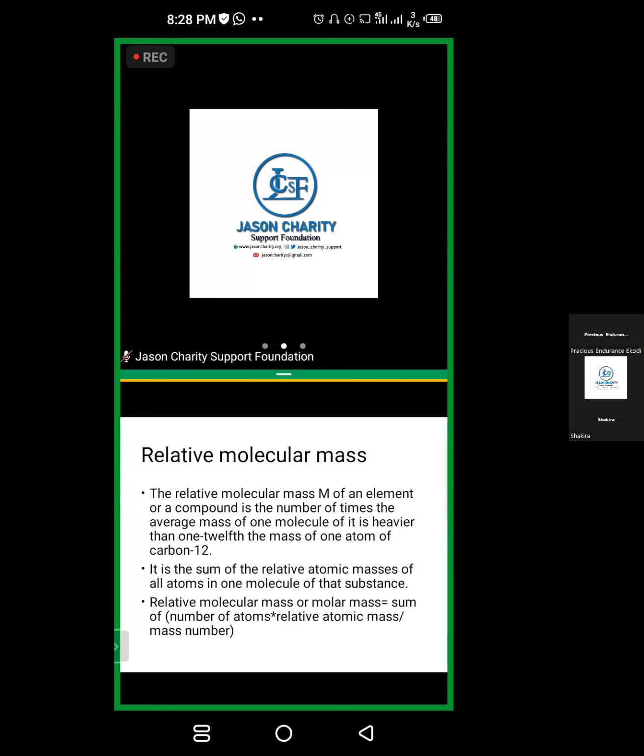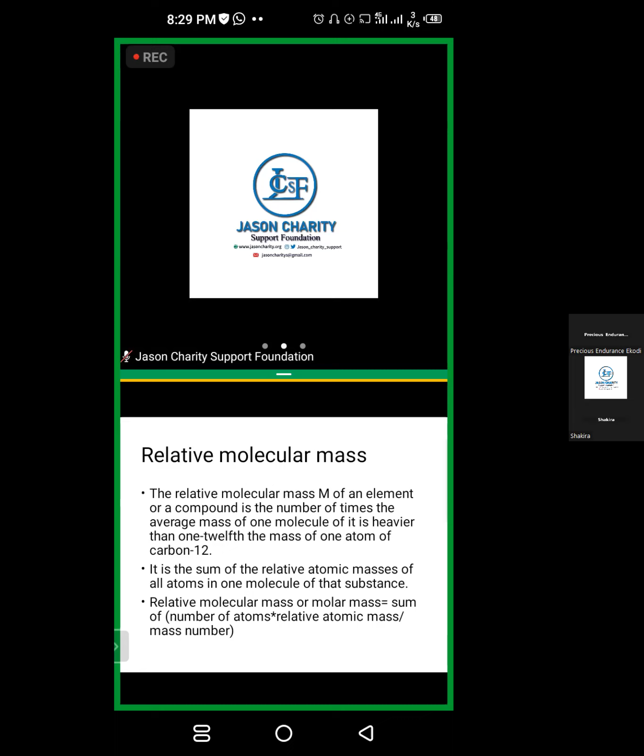Now, what about relative molecular mass? For relative molecular mass, this is the number of times the average mass of one molecule of an element is heavier than 1/12 of the mass of one atom of carbon-12. So here now we're talking about molecule, not atom. But both are being compared with the mass of carbon-12.